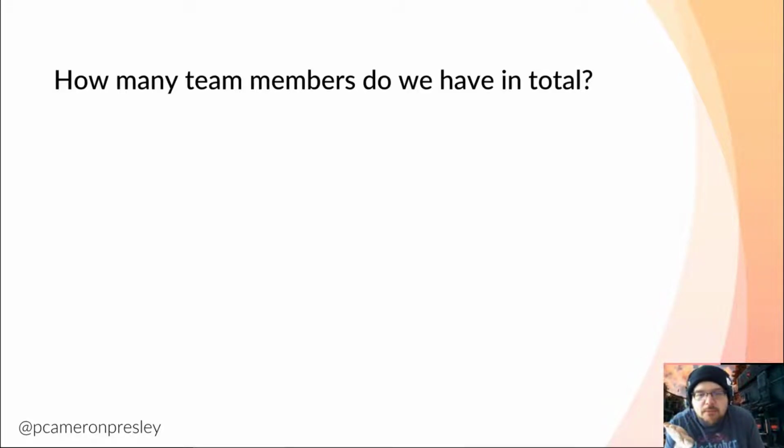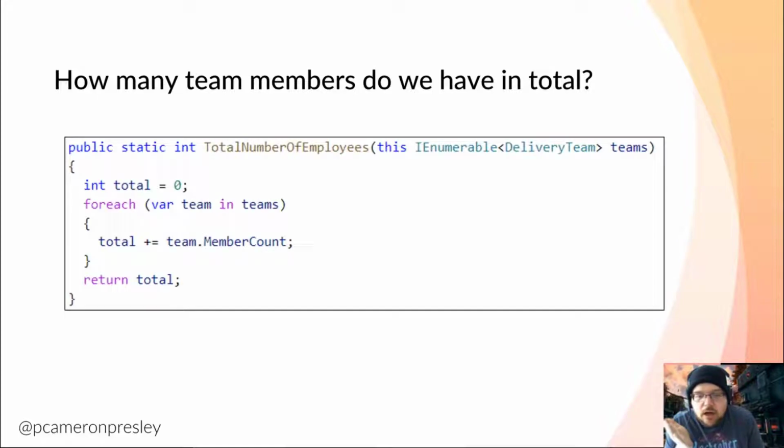So let's talk about how do we do this. Let's say we had a requirement to figure out, like, okay, how many team members do we have in total for our department? All right, cool. That's not too bad. We will create an extension method off delivery teams, call it total number of employees, int total equals 0. I'm going to iterate through each team in that list, add its member count, boom, return total. That's all we got. Not hard, not super really complex here. Maybe going to an extension method was a bit aggressive, but we would have gotten there anyway.